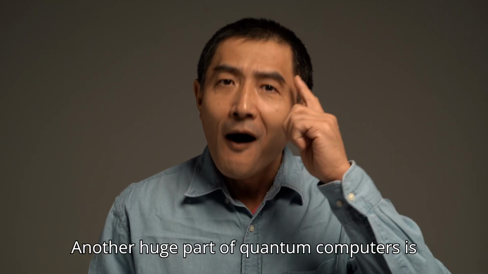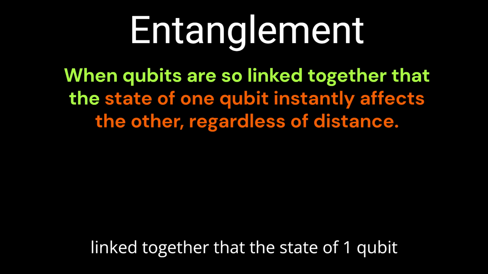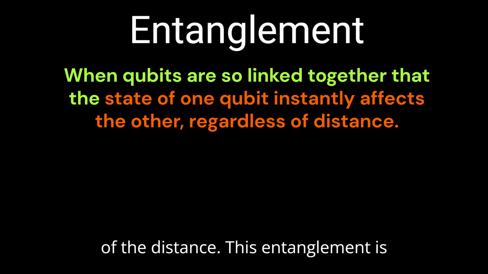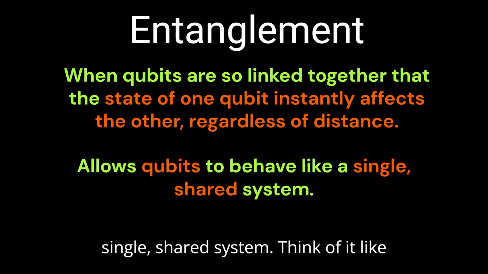Another huge part of quantum computers is entanglement. This is when qubits are so linked together that the state of one qubit instantly affects the other, regardless of the distance. This entanglement is what allows qubits to behave like a single, shared system.